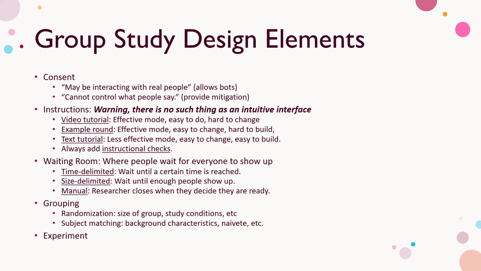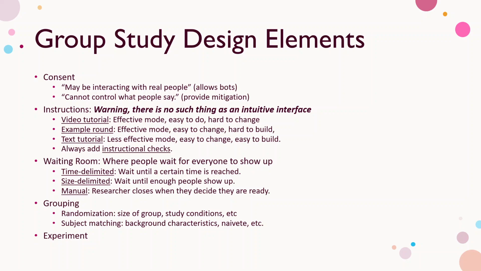Okay, so the second set of design considerations is just the elements themselves. What are the elements of a basic group study? And we have 5. One of them is the experiment. So technically there are 4 things that you'll have to think about besides just the experiment itself. So the first one is consent.